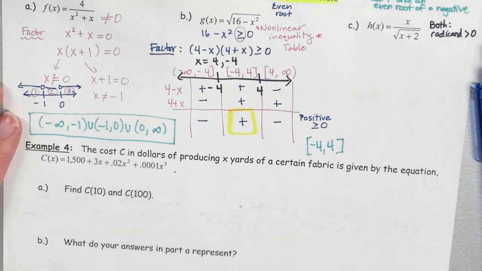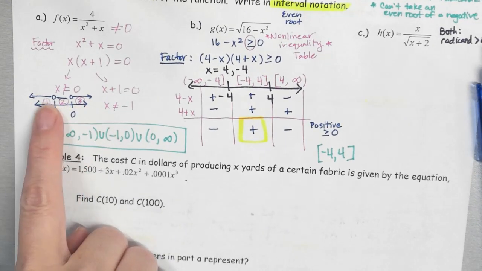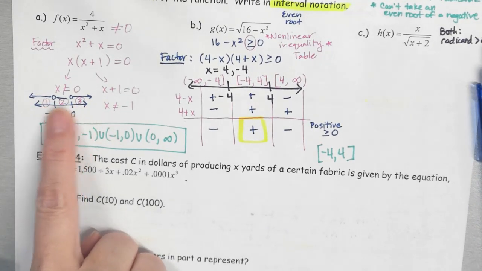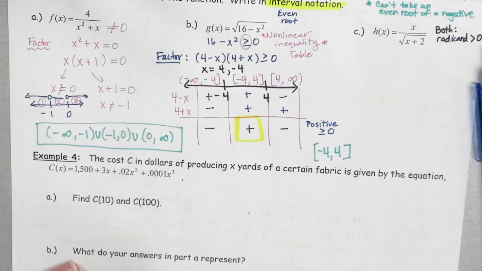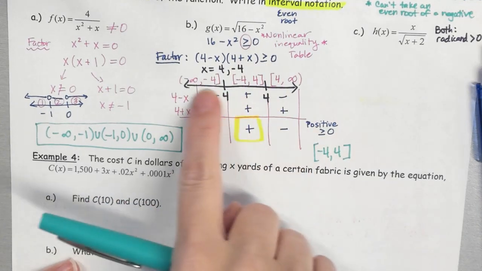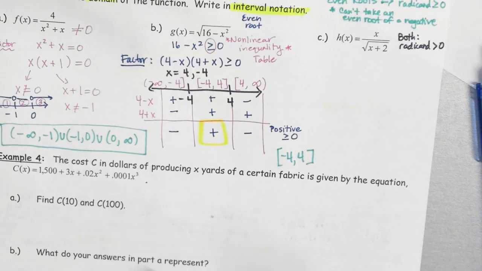No, you don't have to. I like doing it for this so you can see there's going to be 3 different pieces. For this one, you already have your intervals in the pieces, and then you will choose the positive.